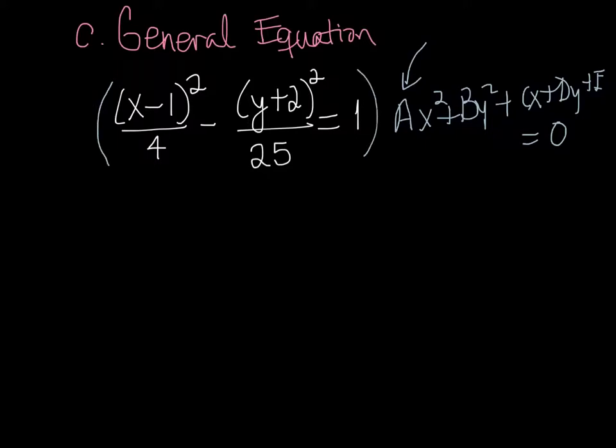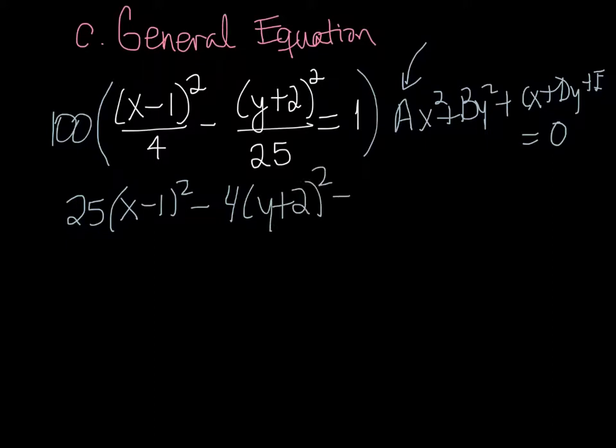First, we're going to eliminate the denominators by multiplying times 100. That transforms this 4. We eliminate it, and this becomes 25, because 100 divided by 4 is 25. It's going to be 25 times (x minus 1) squared minus 4 times (y plus 2) squared equals 100 times 1, which is 100.